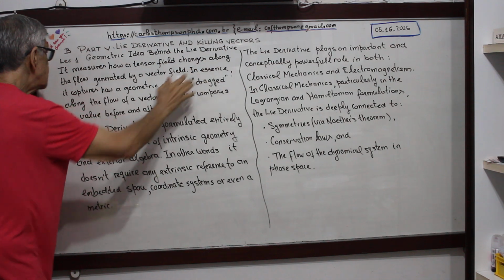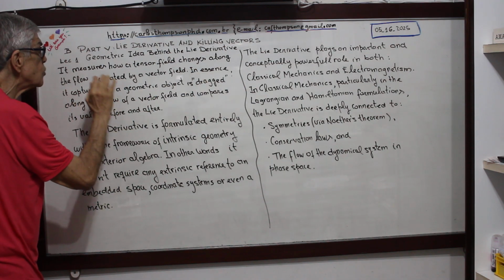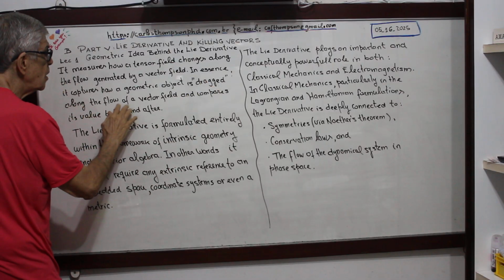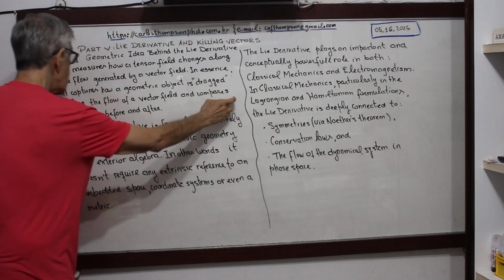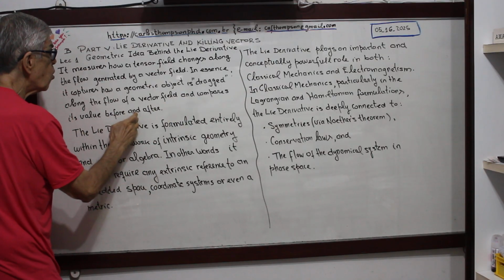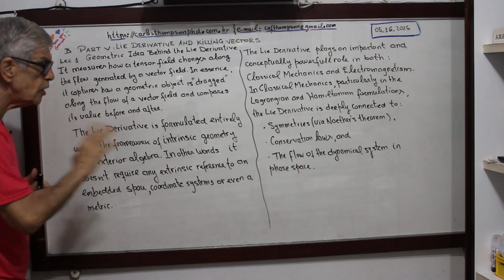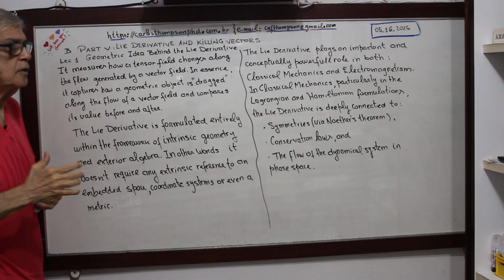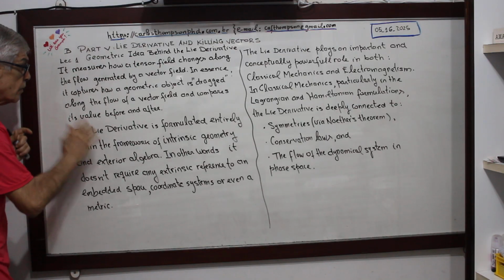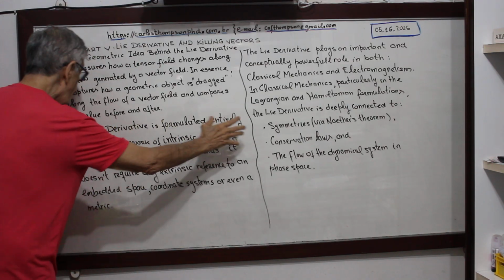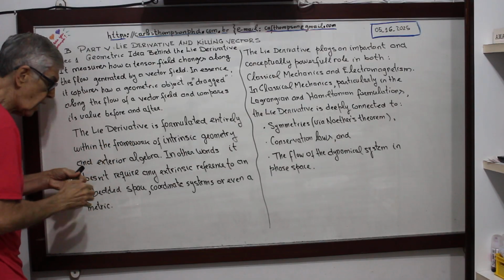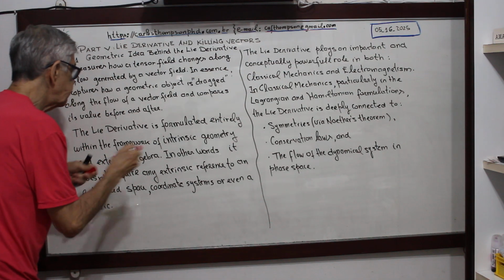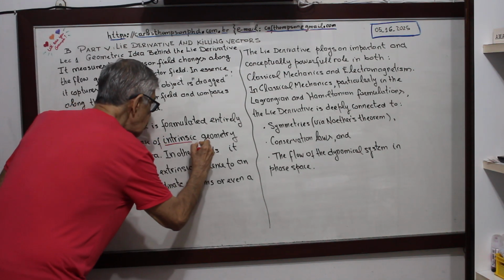In essence, it captures how a geometric object is dragged along the flow of a vector field and compares its value before and after. You see this clearly when we derive the Lie derivative from classical mechanics. Now, the derivative is formulated entirely within the framework, attention now, of the intrinsic geometry. You see? Intrinsic geometry.